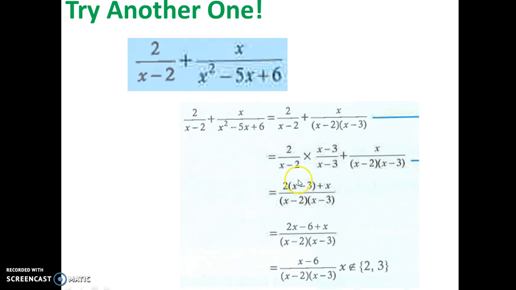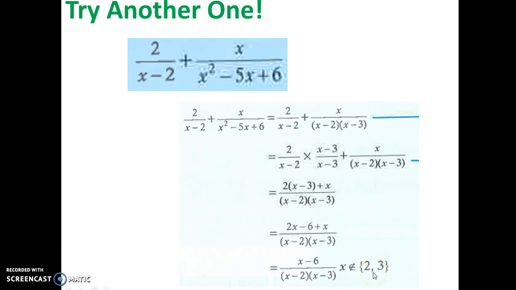Here's the solution revealed. Again, we have to factor this one first. This quadratic in factored form is here, x minus 2, x minus 3. And then you notice that this first fraction is missing only the x minus 3 factor. So we multiply the first fraction by x minus 3 over x minus 3. Now the denominators are the same. This times this is written here. The fractions have been combined, plus x, one denominator here. Simplify the top, and you get to this. Our two restrictions are x cannot be 2 or 3.